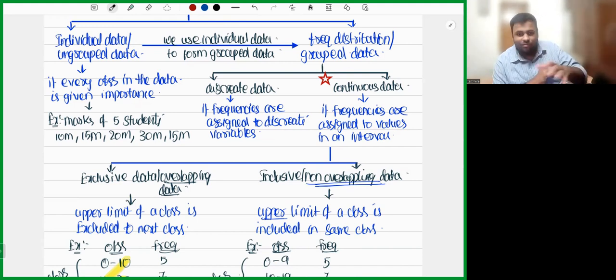Like the number of petals in a flower. Can you count how many petals are there in a flower? Yes, sir, we can count: 5, 6, 7, 8. That is called a discrete number. Now, if frequency is assigned to a discrete number, we call it discrete data. What is continuous data? If frequency is assigned to a value in an interval, we call it continuous data. Let me give you an example.